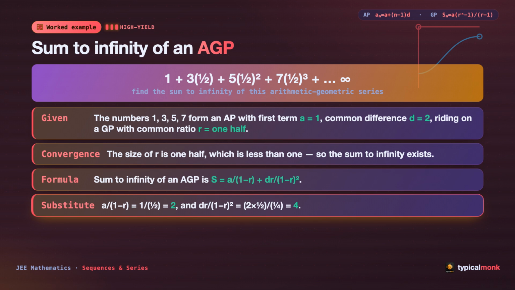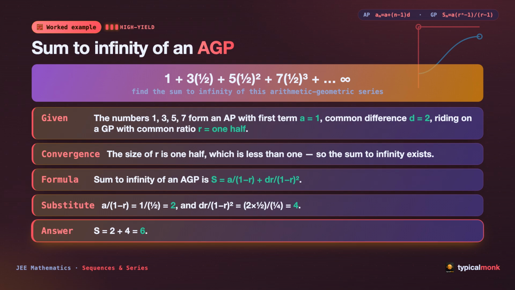1 over 1 minus 1/2 gives 2, and 2 times 1/2 over 1 minus 1/2 squared gives 4. Step 5. Add the two pieces together. 2 plus 4 gives 6, and that is the sum to infinity. Notice the path: split the AP and the GP, check convergence, record the formula, substitute, add. The same steps unlock every arithmetic-geometric series JEE can ask.